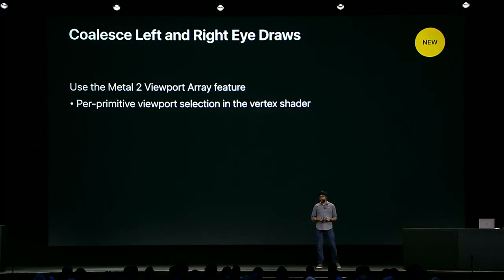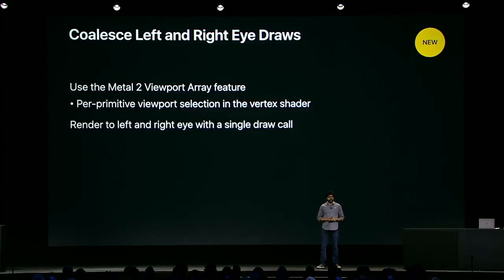So the next optimization that we recommend is to try and coalesce your left and right eye draws together. The Metal 2 viewport array feature provides a great mechanism for you to do this by letting your app select a per primitive destination viewport in the vertex shader. This can substantially reduce your draw call overhead, as you can now render to both the left and the right eye with a single draw call.